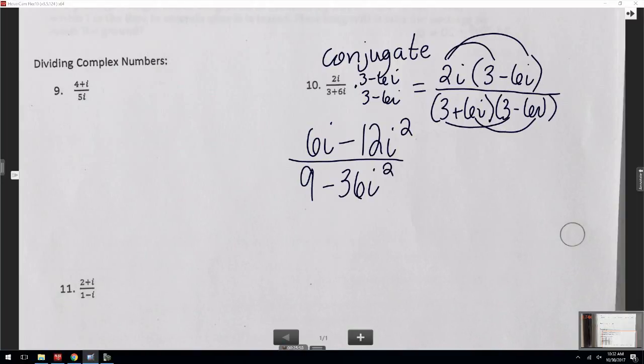Are y'all okay with that? All right, here we go. You mean just positive 36? Because this is i squared, negative. Multiply that by negative 36 and you get positive 36. Oh, I see. Okay? I thought you meant like without the i.